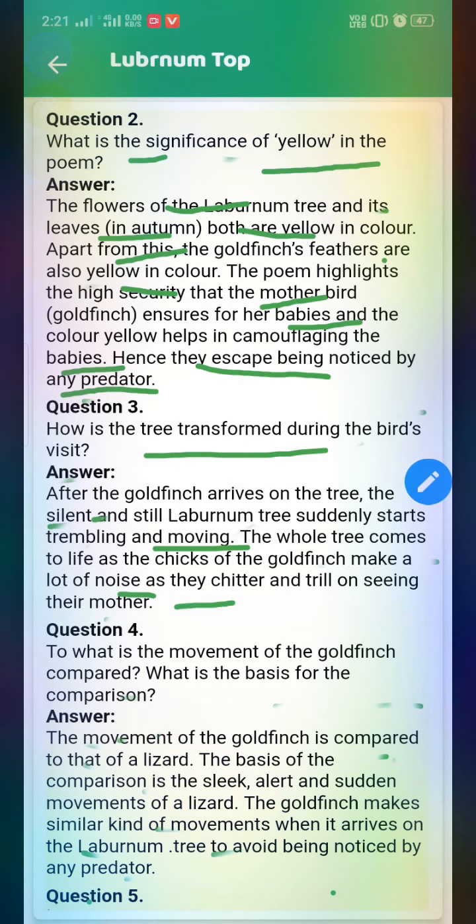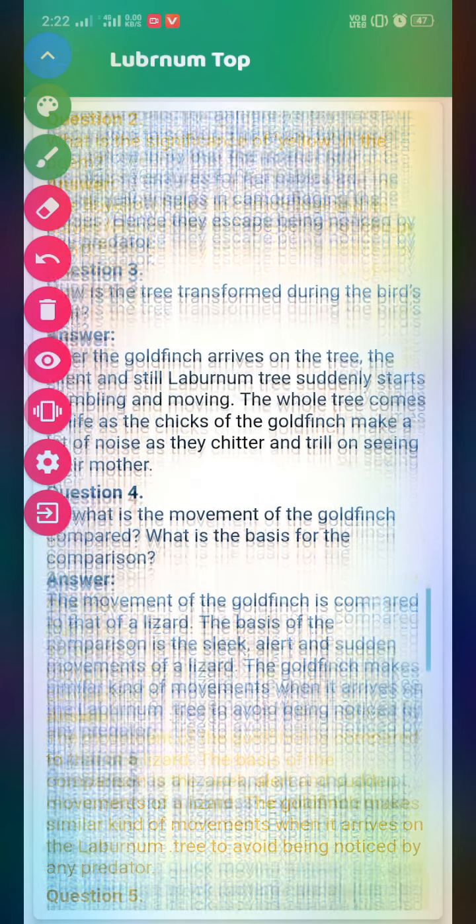Question number 4. To what is the movement of the goldfinch compared? What is the basis for the comparison? Actually, I have given the reply for this question. The movement of the goldfinch is compared to that of a lizard, and the basis of comparison is the sleek, alert, and sudden movements of a lizard. The goldfinch makes similar kind of movement when it arrives on the laburnum, as the lizard does, to avoid being noticed by any predator.